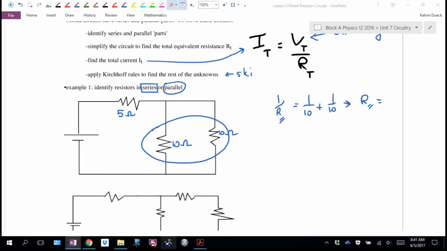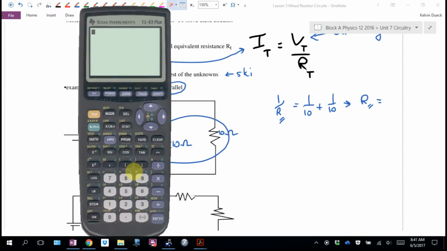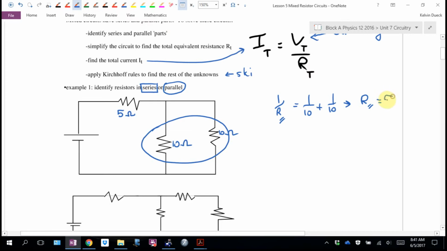Anyways, on our calculators, we go 1 divided by 10 plus 1 divided by 10, and then I showed you the reciprocal button, x to the negative 1, and I get 5 ohms, the same as the 5 ohm resistor. So if I redrew this, what I really have is the battery. I have the original 5 ohm resistor that they gave me, but this parallel component can be replaced with 5 ohms.